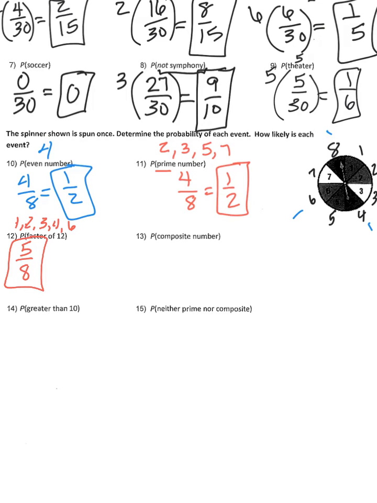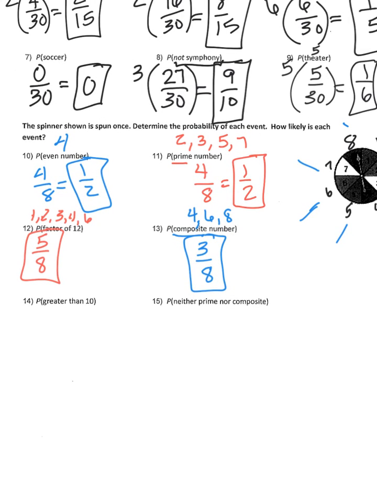Number 13, a composite number is basically the opposite of prime numbers. So everything on this wheel that's not a prime number, basically, except for 1. 1 is not included in that either. So we already used 2, 3, 5, and 7. So the only ones left are 4, 6, and 8. Okay, so 1, 2, 3. So 3 over 8. Those are my chances, the probability that I'll land on a composite number.